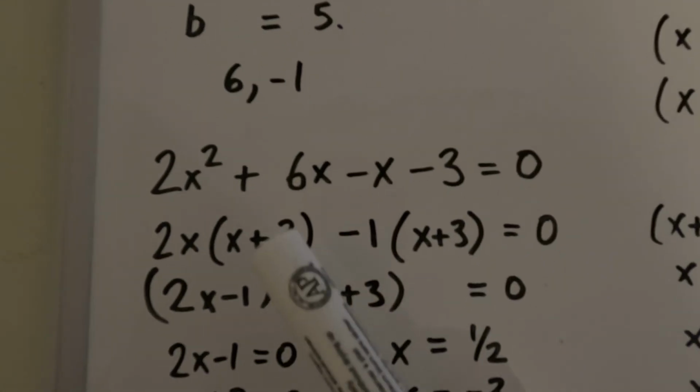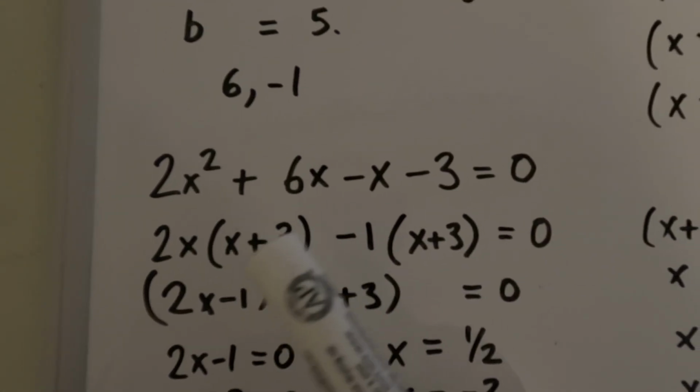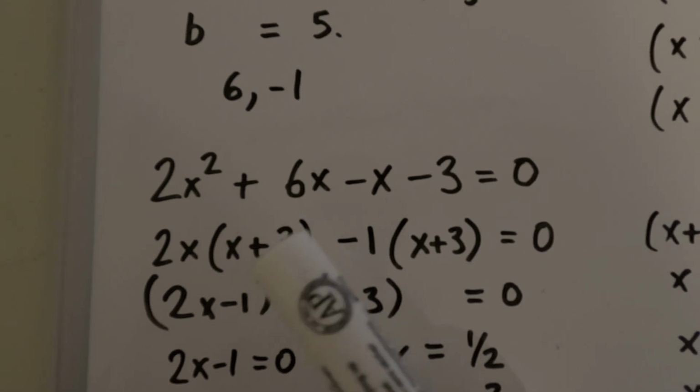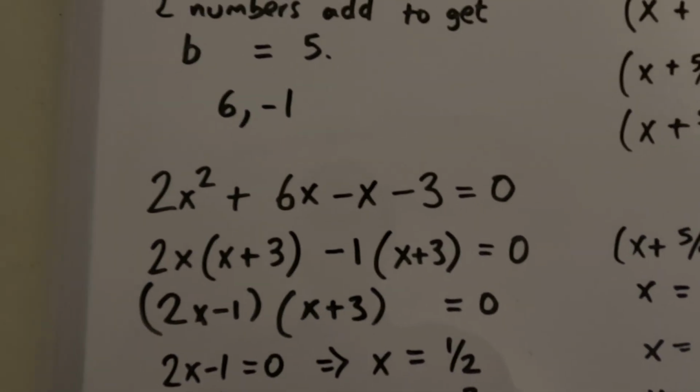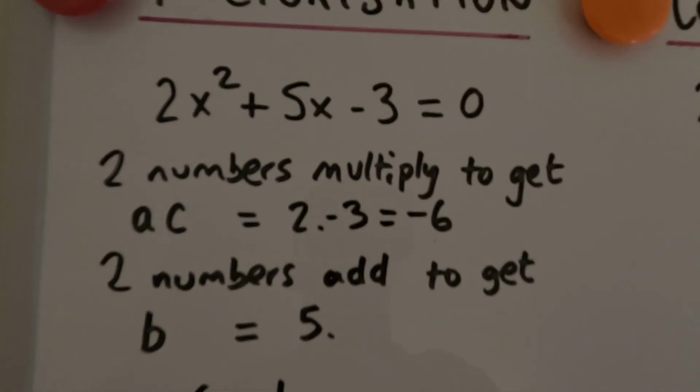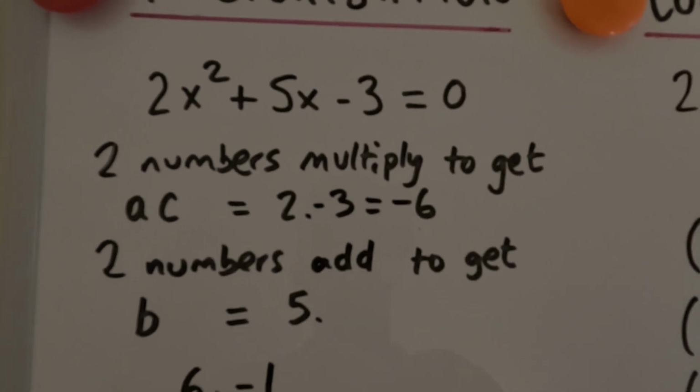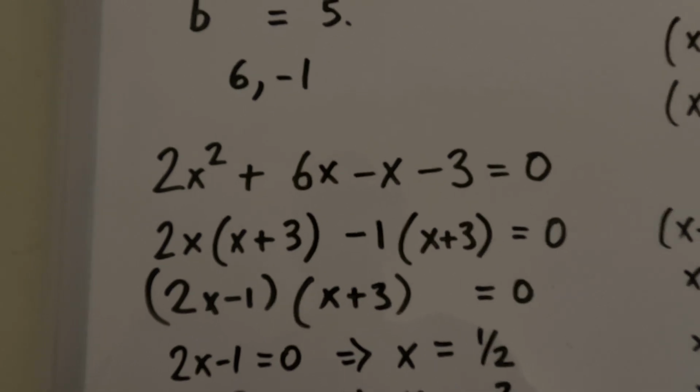So we found one factor already. So that will give us our first answer for x. So x plus 3 is a factor, so we set that equal to 0. X is minus 3. So that's one of the solutions of the problem. X is a root of that equation. Minus 3 is a root.